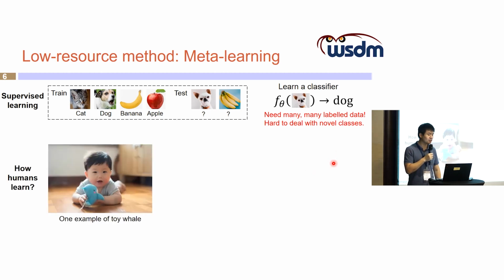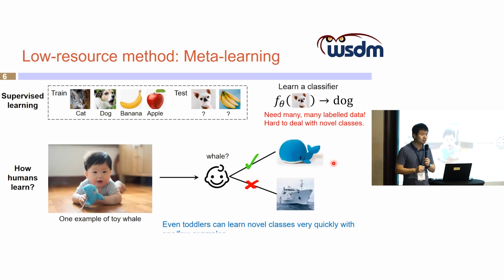But how does a human learn? Even for toddlers, if you just give the child one or two examples, like in this picture here, only one example of a toy whale, he can easily distinguish what is a whale and what is not, right? He can learn just from one or two examples, and that's amazing. But how does the child actually do that?